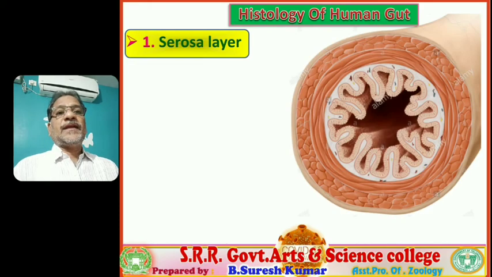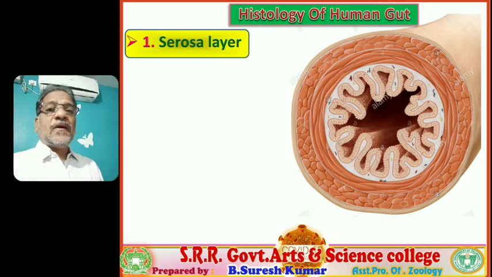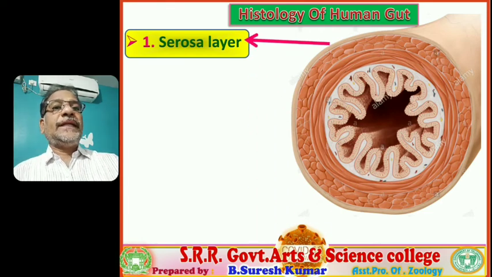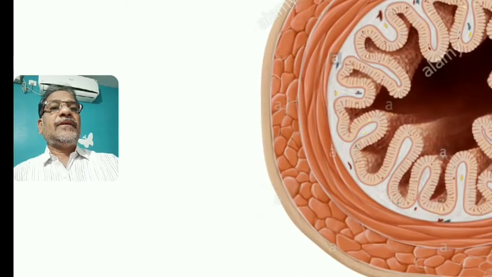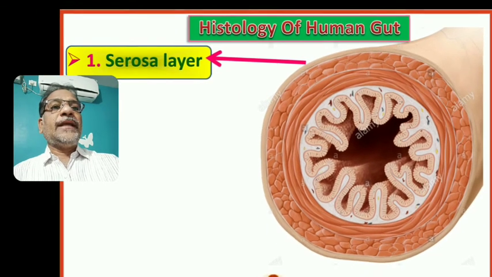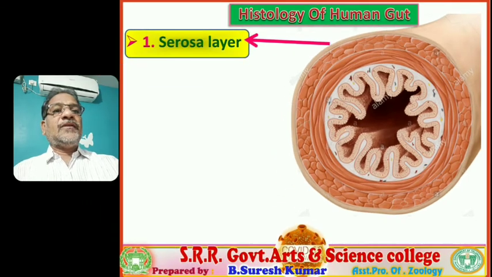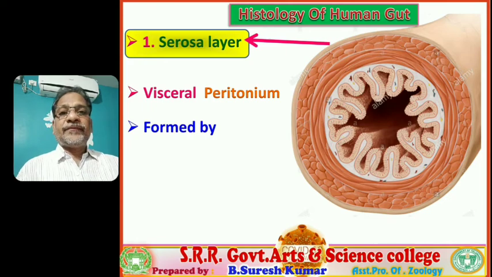So now the serosa layer. Yes, what is the serosa layer? It is the outermost layer of the gut. You see this visual. On the outside, the brown colored layer is present. So that is the serosa layer. It is formed by squamous epithelial lining. So if we observe the serosa layer, it is a visceral peritoneum.